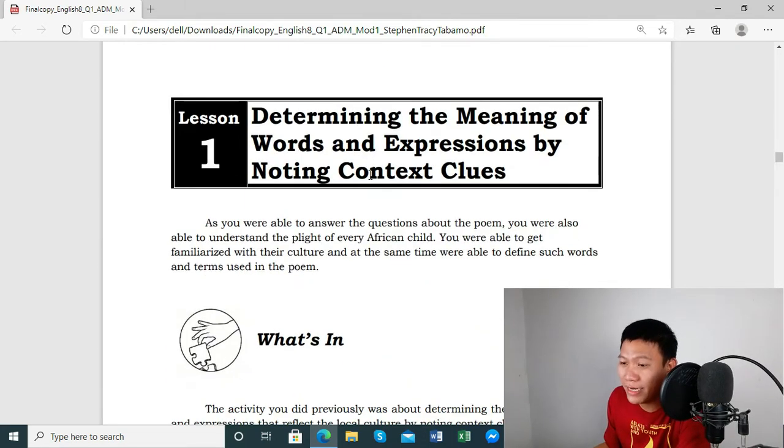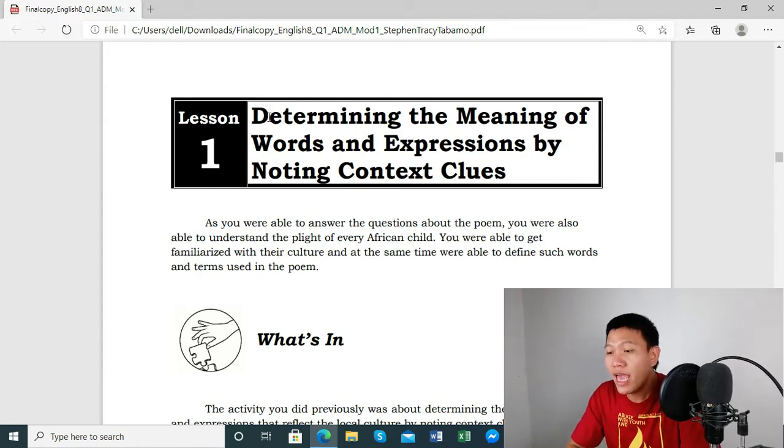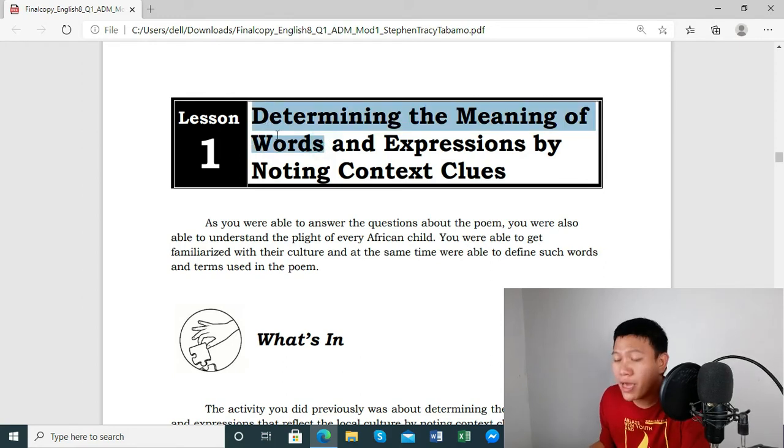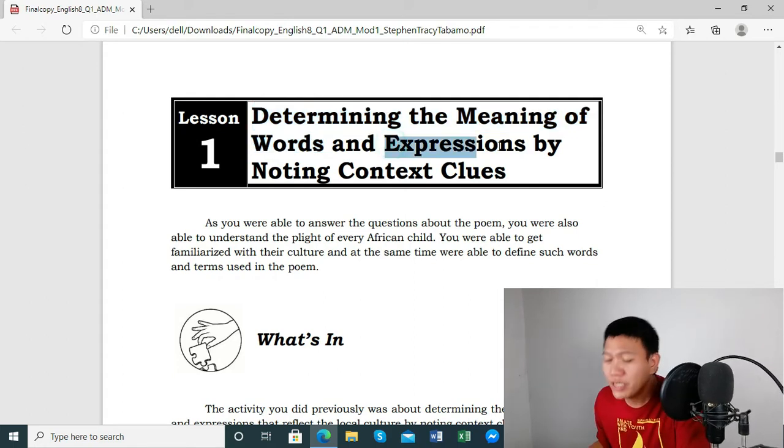Okay, let's begin. Lesson 1, the title is Determining the Meaning of Words and Expressions by Noting Context Clues. So from the title itself, you will be encountering different words. Maybe these words are all new to you. Maybe you do not know their meanings. Also, you might encounter expressions. When we say expressions, this could be sentences or phrases.